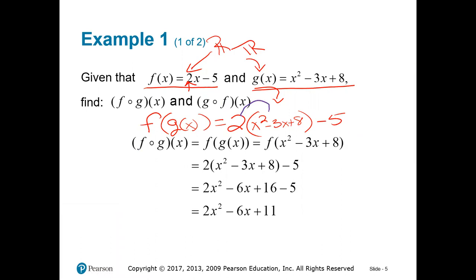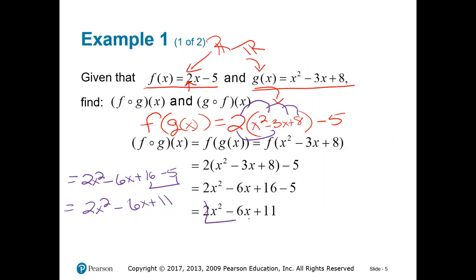Next, I'm going to take my 2 and distribute. So now I have 2x squared minus, 2 times that negative 3, which is a negative 6x. 2 times positive 8 is a positive 16. And let's bring down that negative 5. We're going to put the 16 and negative 5 together because those are my only like terms. And when I do that, I get a positive 11. So that is my answer for the composition function.